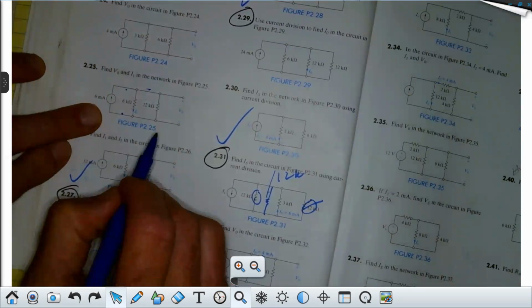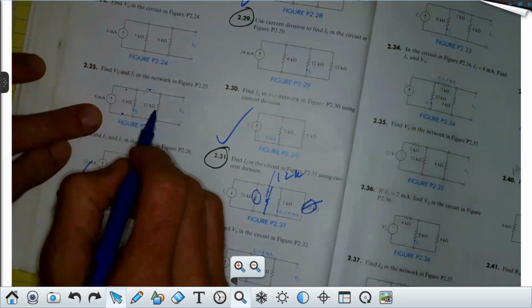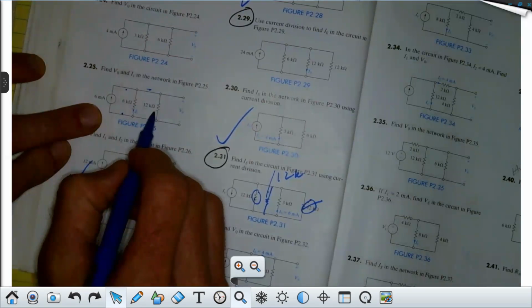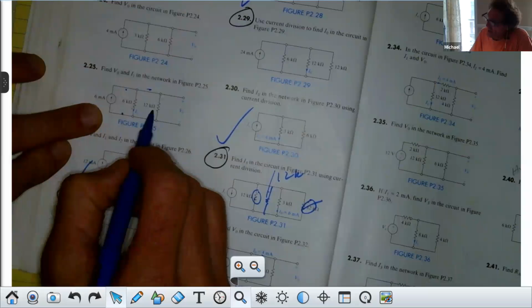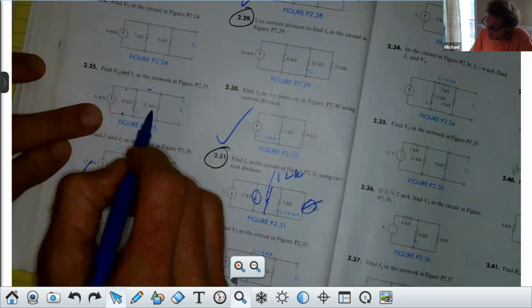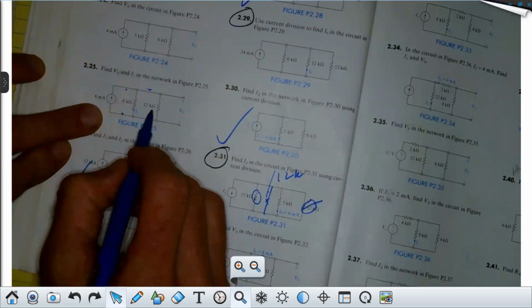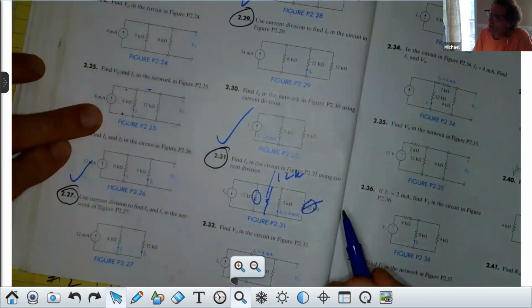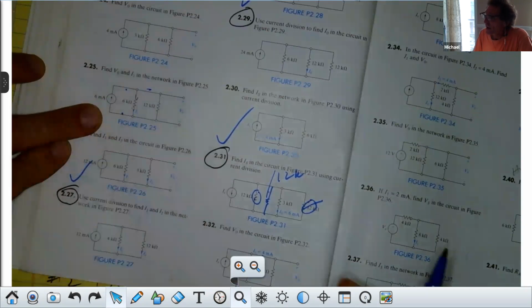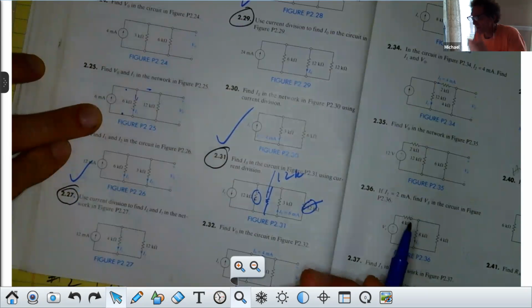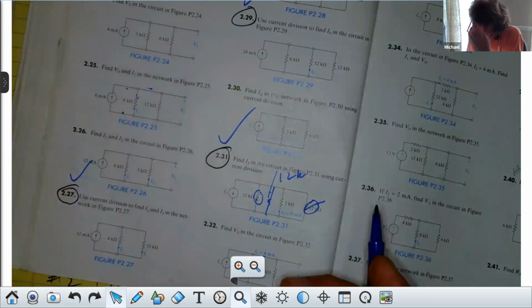Then you multiply by the opposite resistance, which would be 12K, and then divide it by the sum, which would be 18K. So 12K divided by 18K is 2/3, isn't it? 2/3 of 6 is 4 milliamps that would be flowing through here.